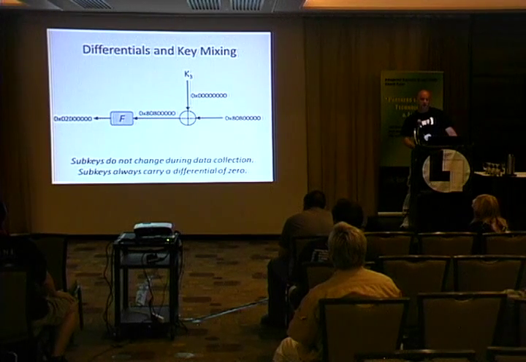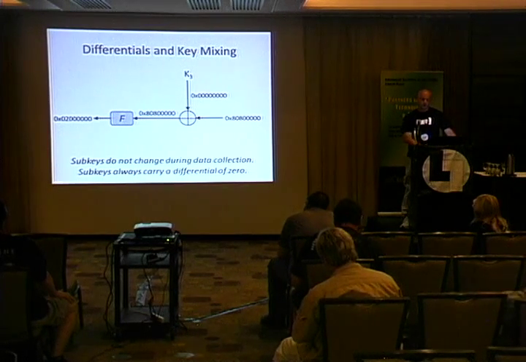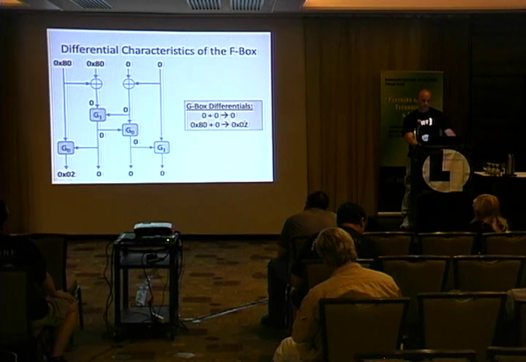The way that it works is that the key, this is almost universal for block ciphers, gets XORed in somewhere. And it's the same in the F-box. So we have an input differential of 80-80. This is the one we found right there. If you look at the top, 80, 80, 0, 0.